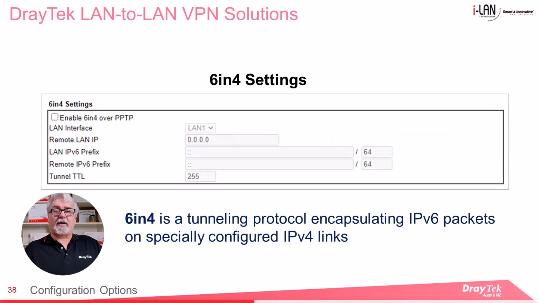There is a new option in the latest firmware, and this is 6in4 settings. 6in4 is a tunneling protocol that encapsulates IPv6 packets on specially configured IPv4 links. This allows the transmission of IPv6 packets from the local site to the remote site via an IPv4 VPN tunnel.